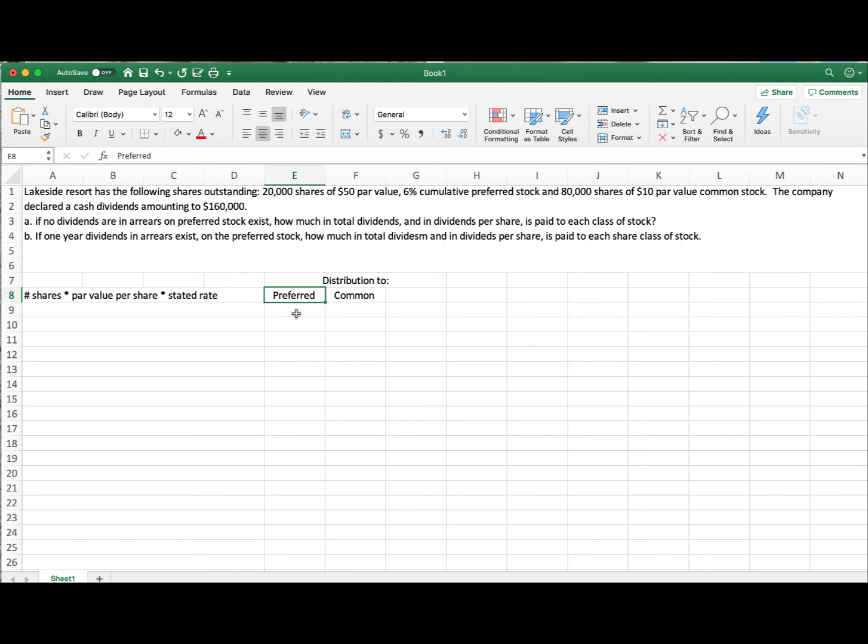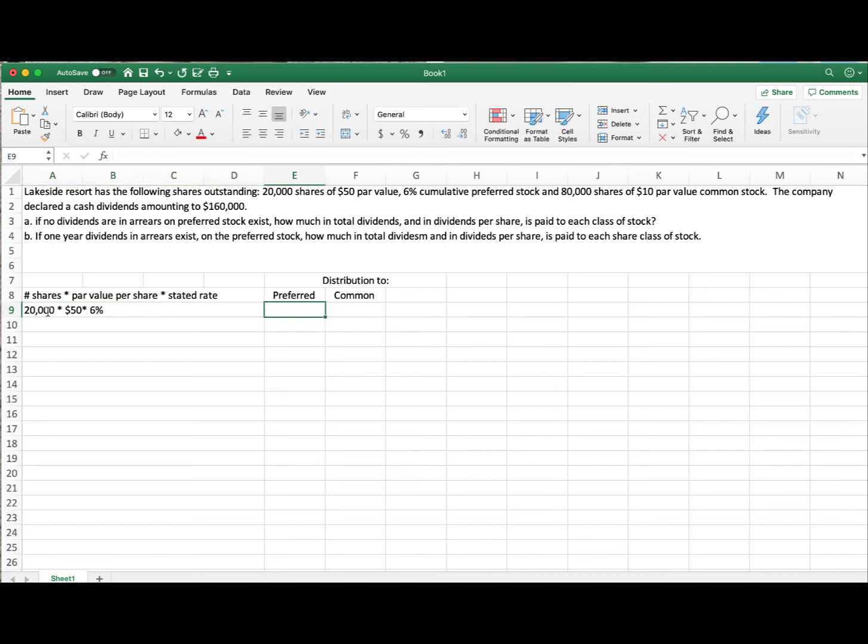Why? Because we have a total dollar dividend, $160,000. We need to figure out first how much goes to preferred and then how much goes to common. We're going to work on A first, no dividends in arrears. We need to figure out the total dividend to the preferred shareholders. We know that we have 20,000 shares outstanding. We're going to multiply that by the $50 par value per share times the stated rate, which in this example is 6%.